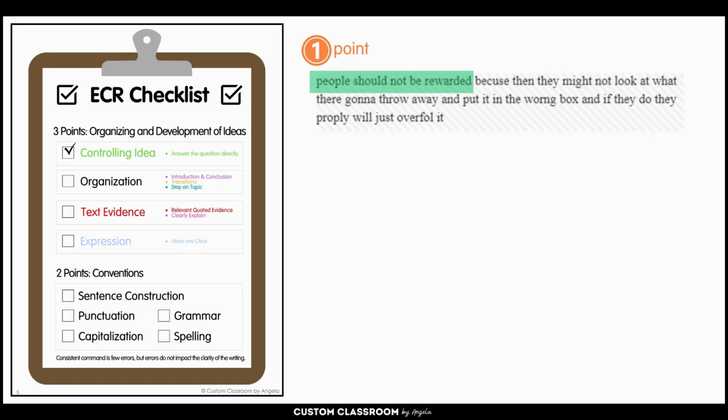But then they're lacking on the other points because their organization does not include an introduction or conclusion, no transitions, and they don't elaborate enough to really stay on topic. They're also lacking the point for text evidence that needs to be explained, and they need to be more clear on their ideas. This is really just one long sentence. There are no points on the conventions because there is no capitalization, and there are errors in punctuation and spelling.